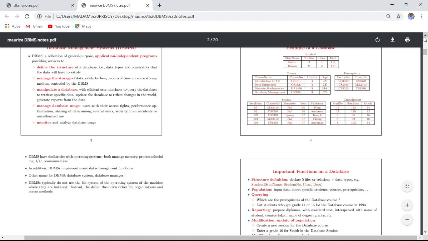Other than that, the same applies. In addition, database management systems implement many data management functions. For example, we have tables: courses, prerequisites, sessions, and another one, the grade report, with more gradings, some statements of results. And also a table with the scores.